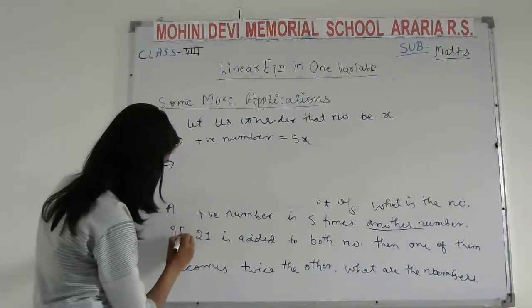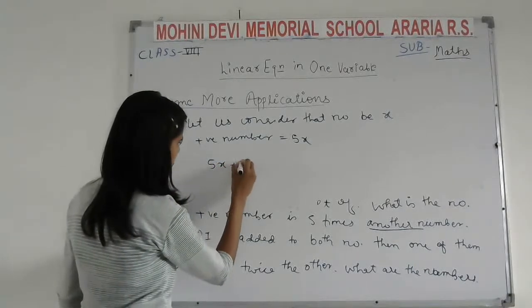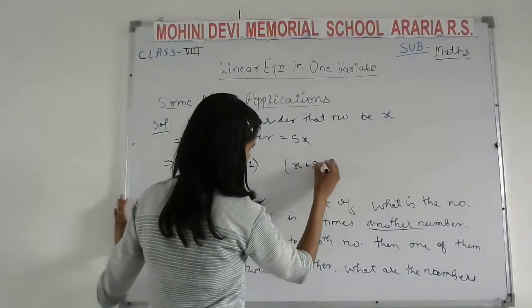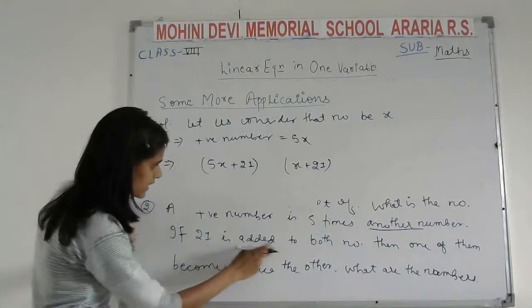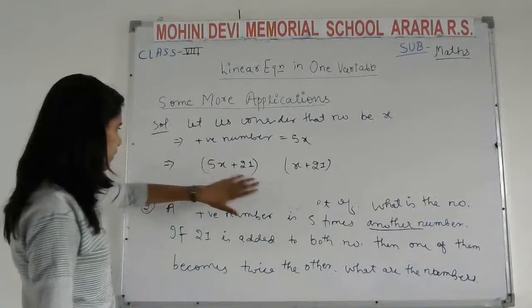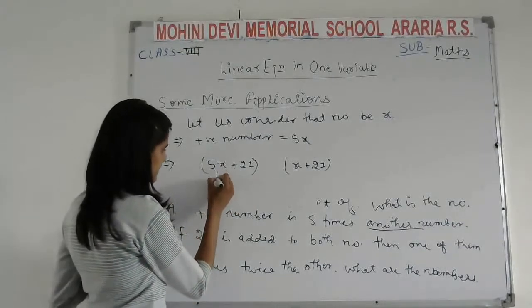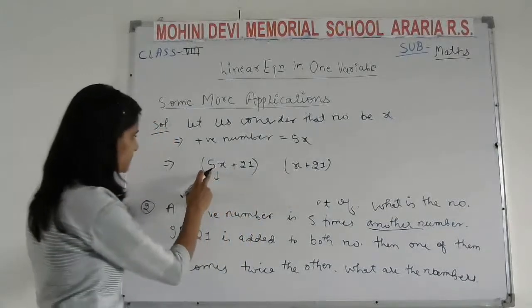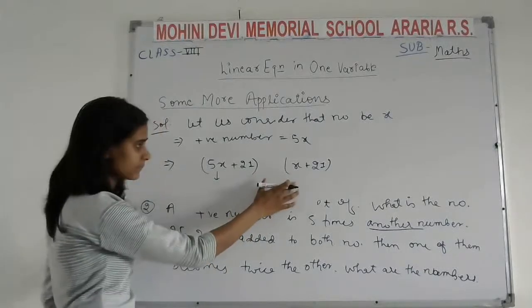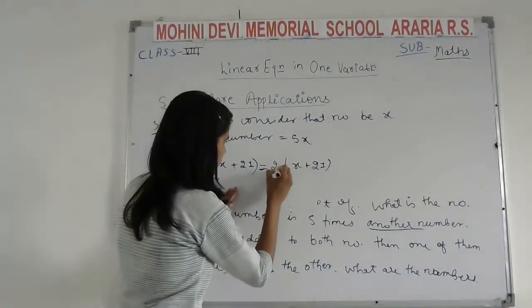Another statement says if 21 is added to both the numbers, to 5x I add 21, and to this number I also add 21. Here the question says 21 is added to both the numbers, then one of them becomes twice the other. Now, one problem is which of the numbers is twice the other? You can see this seems greater than that because it is 5 times x and here it is only x, means this number is somehow greater than that number. So on which side will we multiply by 2?